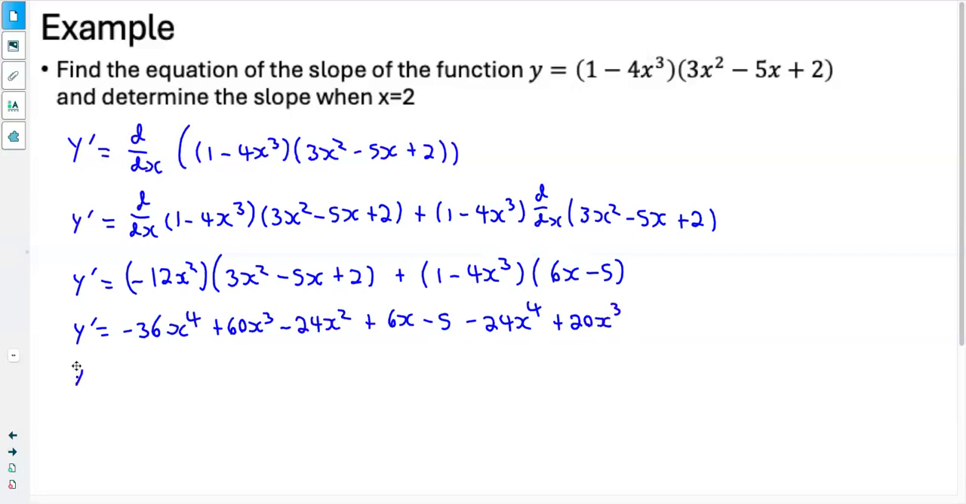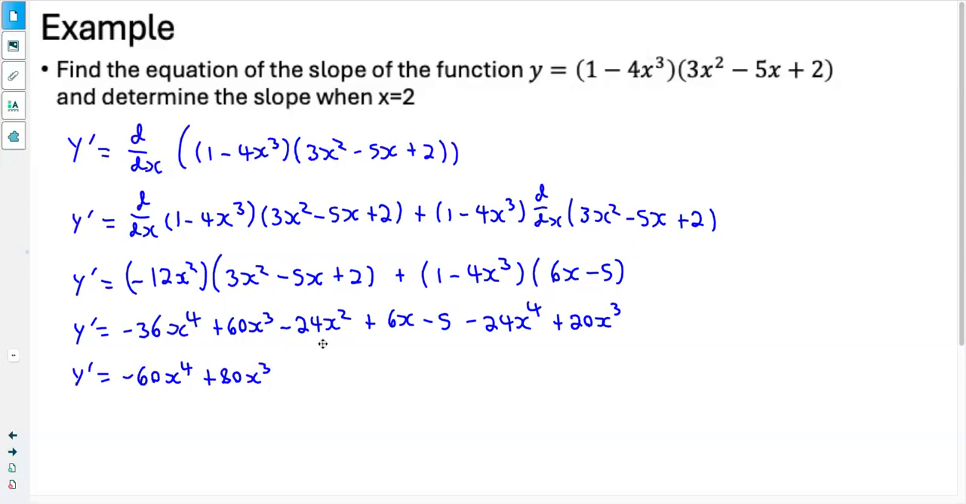So we'll go through and combine like terms. So we've got negative 36x to the power of 4 and negative 24x to the power of 4. So that's going to give us negative 60x to the power of 4. Next, we've got x cubed, so we've got 60x cubed here, and we have 20x cubed here, so that would be 80x cubed.